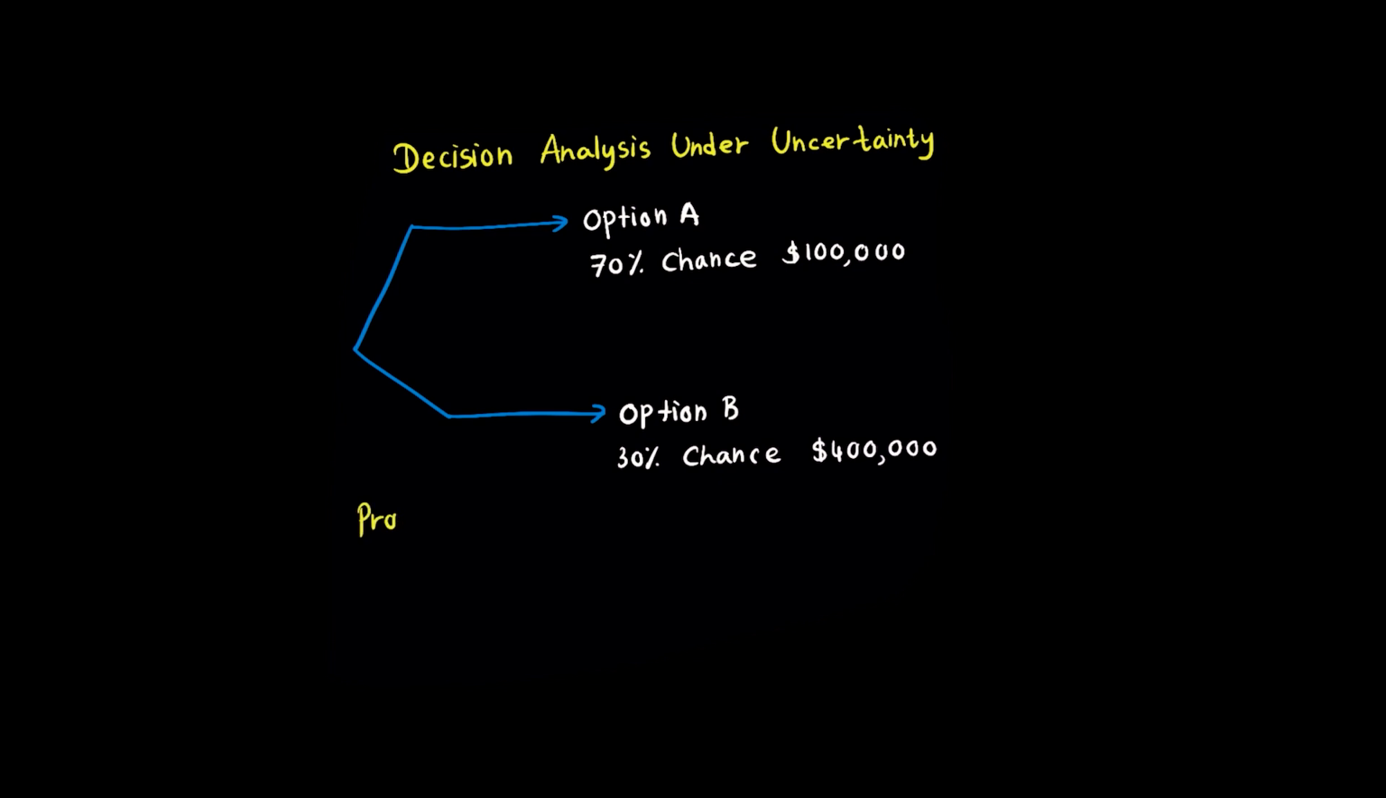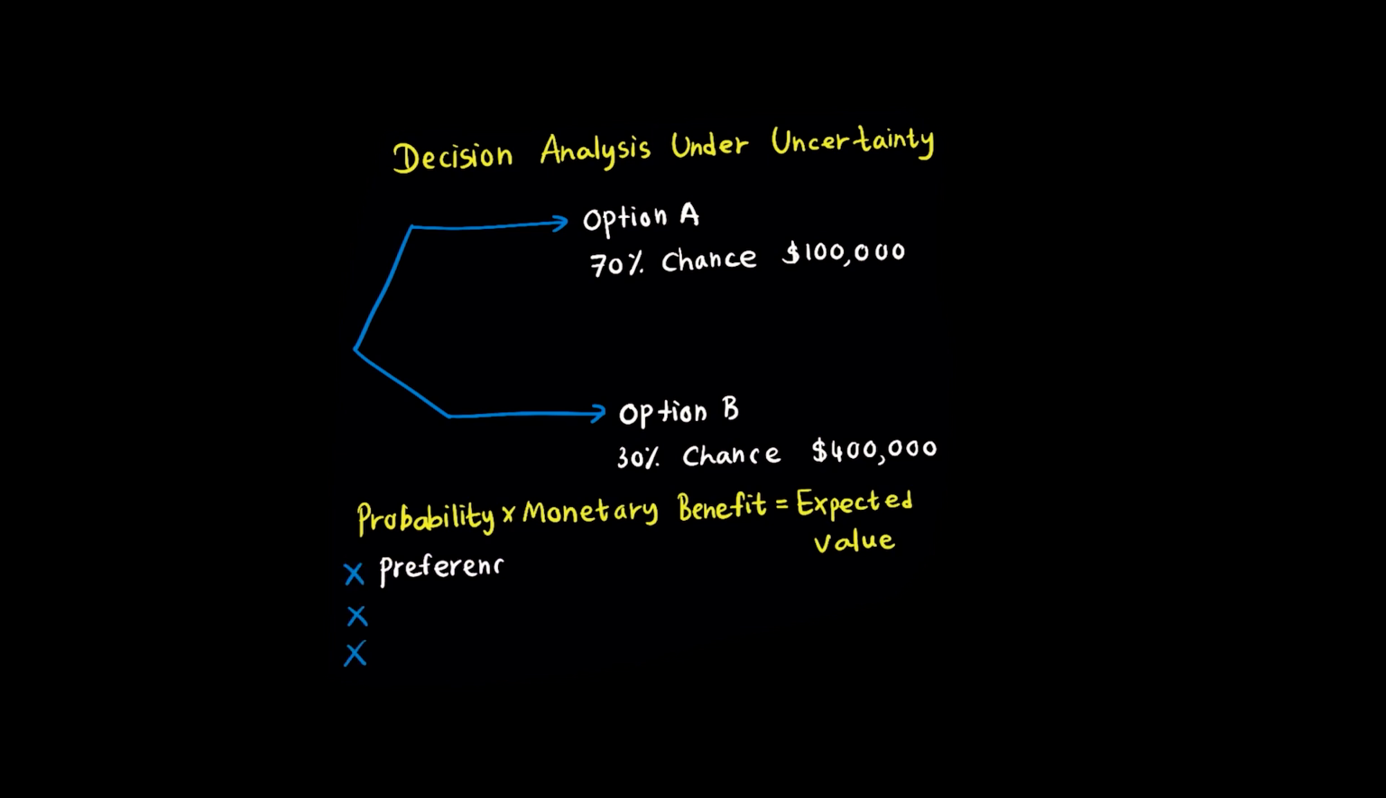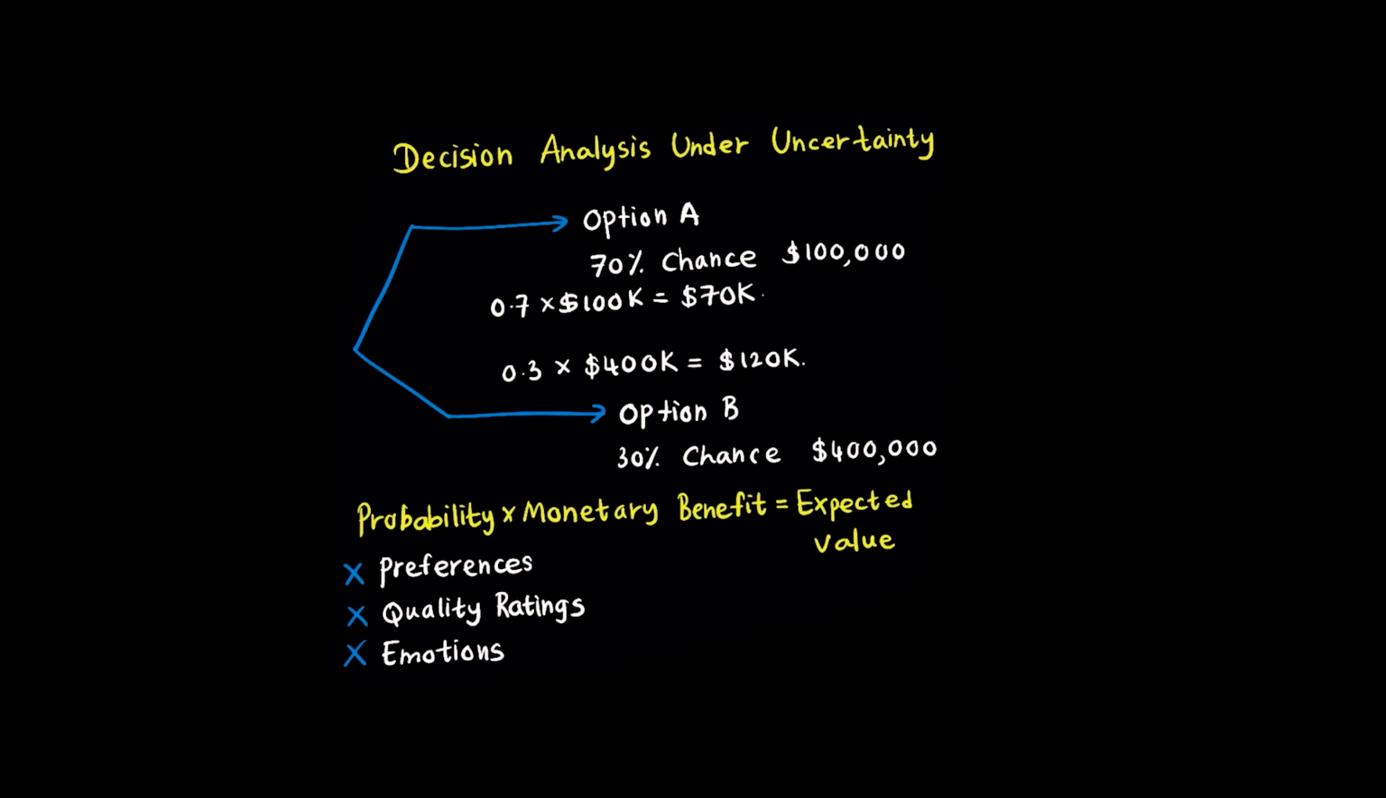We multiply probability times benefit to get expected values. Personal preferences don't give us calculable values. Subjective quality ratings can't be multiplied mathematically. Emotional impacts aren't numerical. But monetary benefits, those are concrete numbers we can work with. 70% times 100,000 equals 70,000 expected value. 30% times 400,000 equals 120,000. The math reveals option B has higher expected value.